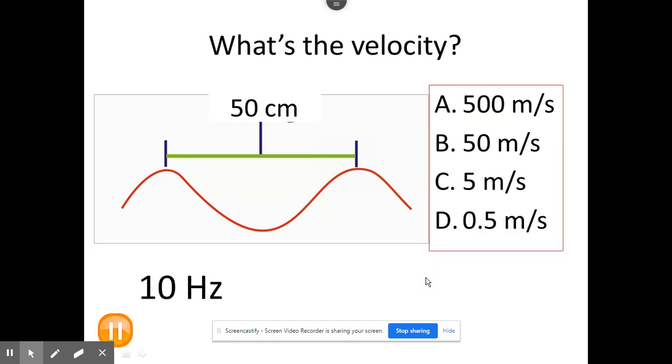Right, let's bring in those units there. So what about if the wavelength was 50 centimeters and 10 hertz? What would the velocity be? Pause the video. Right, so remember, wavelength has got to be in meters. So 50 centimeters divided by 100 would give you, this is going to be 0.5 meters. So it's going to be 10 times 0.5, and that would give you 5 meters per second.